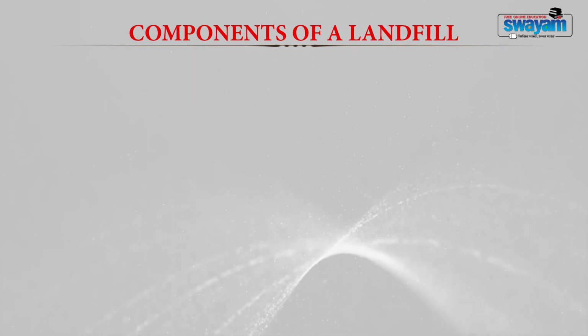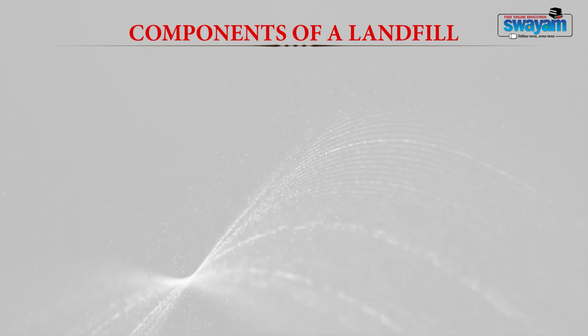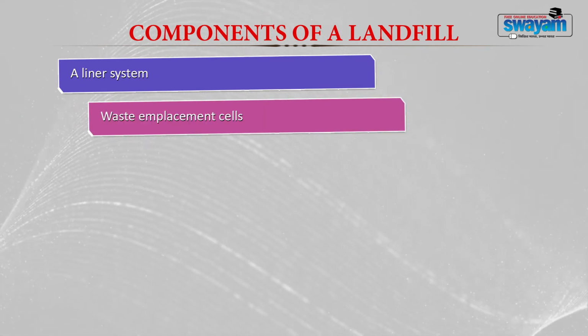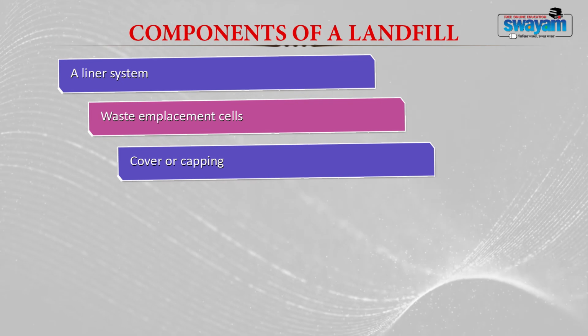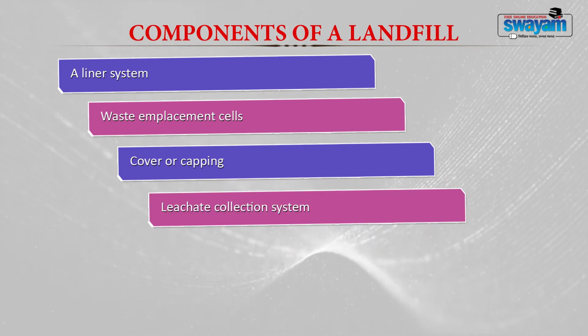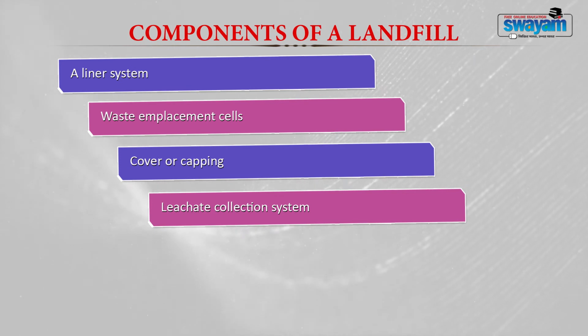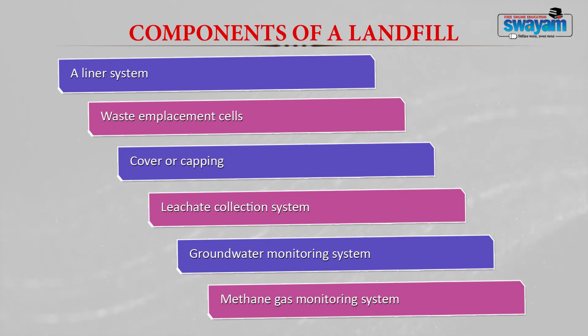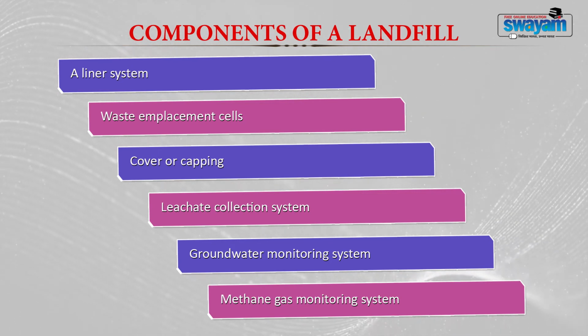A landfill is generally composed of three main components. One is your liner system, second is your waste emplacement cell, and third is your cover or cap material. In addition to this, you also have a leachate collection system which becomes a part of your liner system. Then you have groundwater monitoring as well as gas monitoring systems. These are additional, or you can call it a post closure monitoring system. Mainly, if you see, the components of a landfill are only three. One is a liner system which is spread at the bottom of the landfill, designed in a way so that the leachate that is generated does not enter or percolate into the soil and contaminate the groundwater.